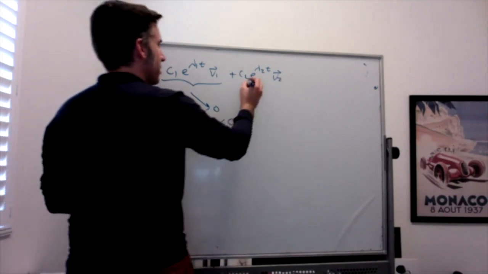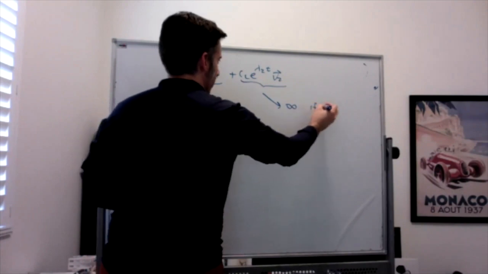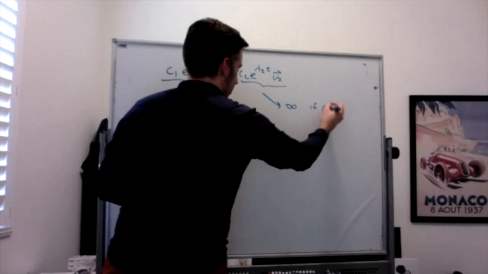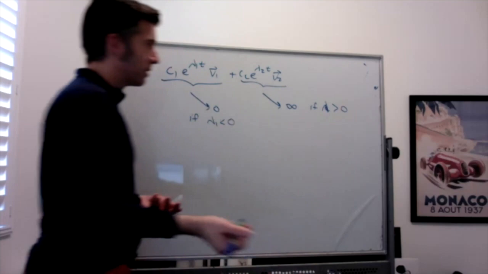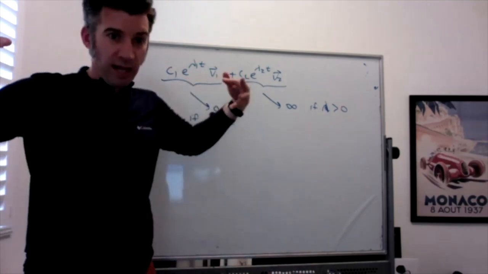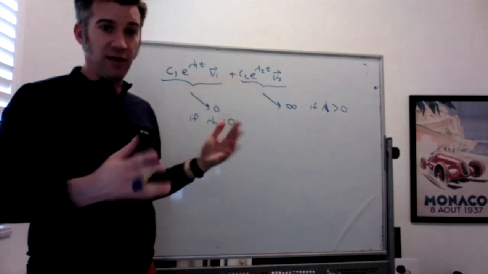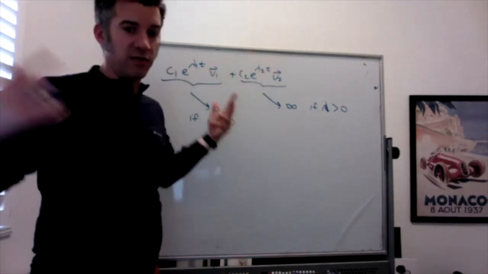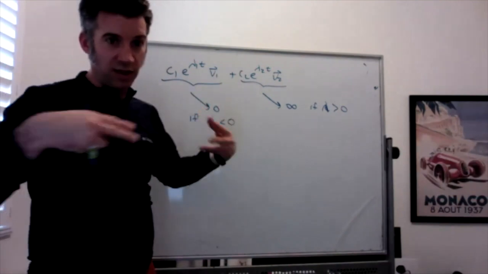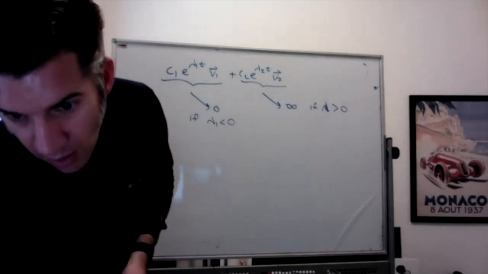On the other hand, this thing goes to infinity if lambda is positive. So that's why when they're both negative, both of these things go to 0 and everything goes inwards. If they're both positive, both of these things get infinitely large and go outwards. And if one's positive, one's negative, you go inwards on the negative one and outwards on the positive one. That's what's really happening there.